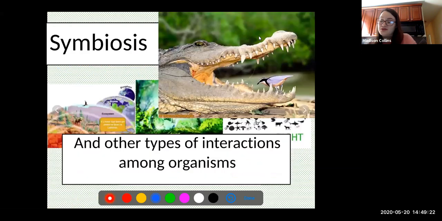So both mutualism and parasitism are a type of symbiosis. And symbiosis is just a word that we use to describe interactions between organisms. There's 3 types. So there's parasitism, mutualism, and then there's one more that you're going to see in just a minute.